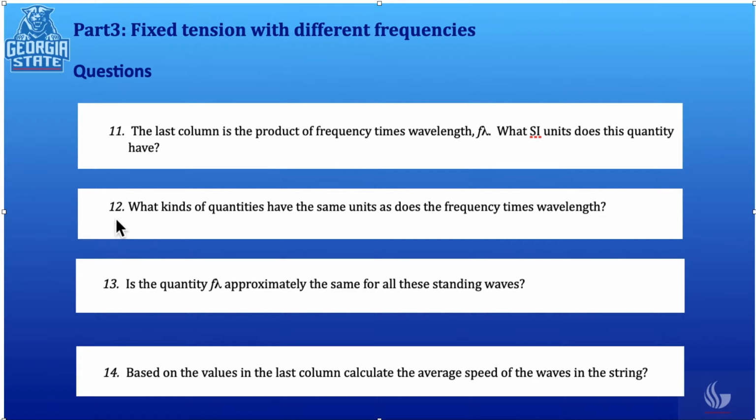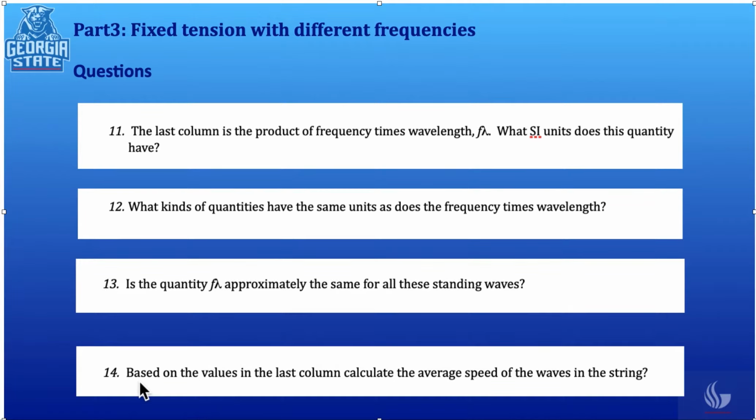Question 12. What kinds of quantities have the same units as the frequency times wavelength? Once you get the units of the frequency and the wavelength, you can tell what other quantities have the same units. Question 13. Is the quantity F lambda approximately the same for all the standing waves? Check from your table 10 the values of F lambda for different antinodes and see whether this product F lambda is constant or not.